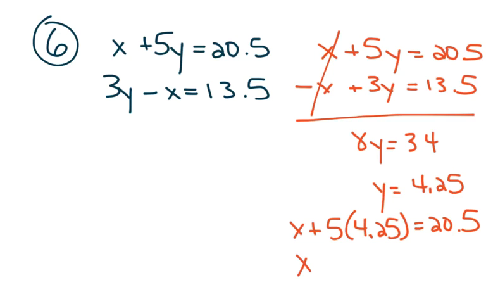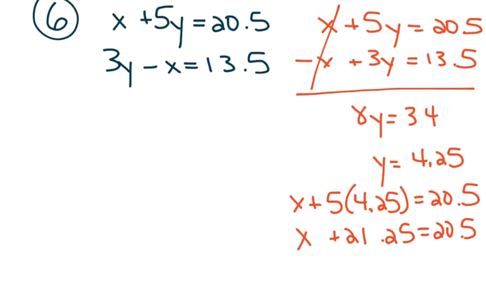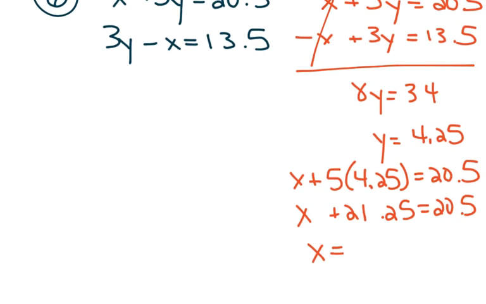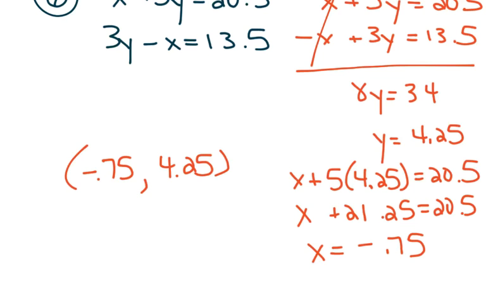Five times 4.25 is 21.25. And then when you subtract 21.25, you get -0.75. So the solution is -0.75, comma 4.25, which you would also have gotten had you done a matrix. If you want, you can also change these decimals back into fractions by hitting math, enter, enter, and this is -3/4, and this is 17/4.